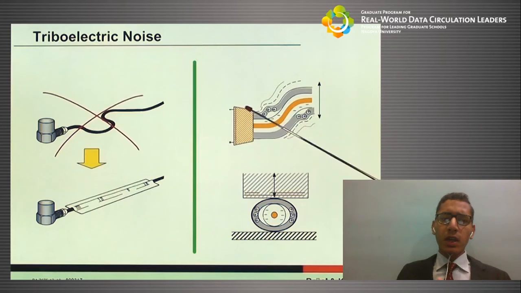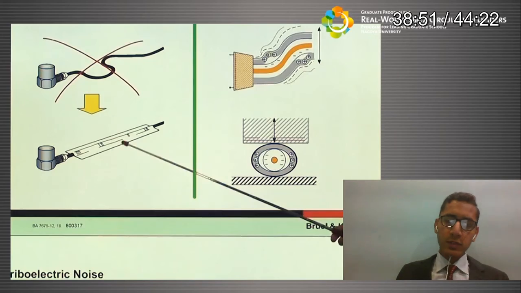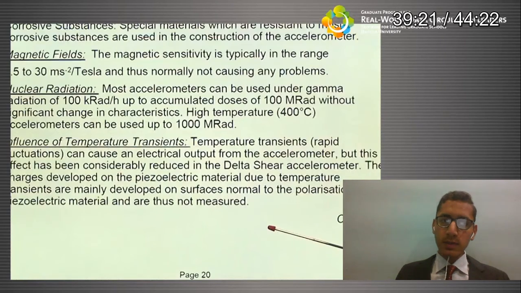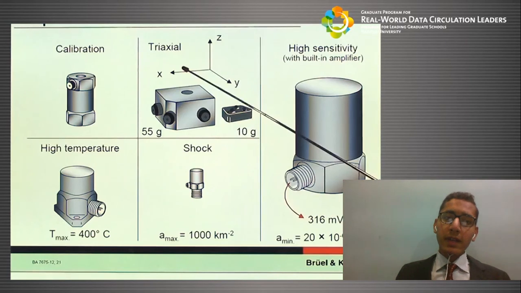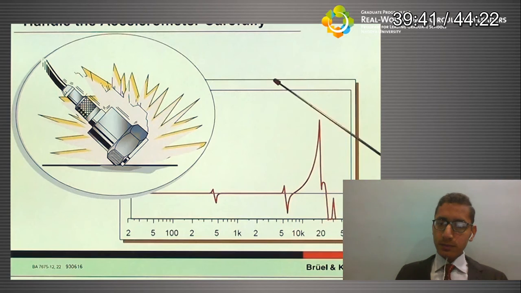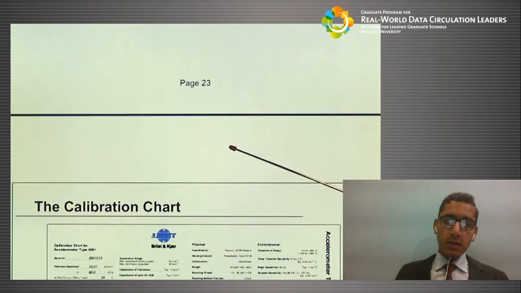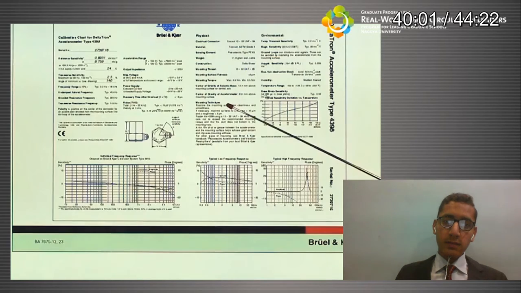How do we overcome it? We can use a flat tape to cover the wire to give us a constant piezoelectric effect and to overcome the triboelectric noise. Then we have environmental effects such as base strain, humidity, acoustic noise, corrosive substances, magnetic fields, and nuclear radiations. We have calibration, high temperature, triaxial, and then we have shock. We use high sensitivity with built-in amplifiers. And this is the calibration chart.